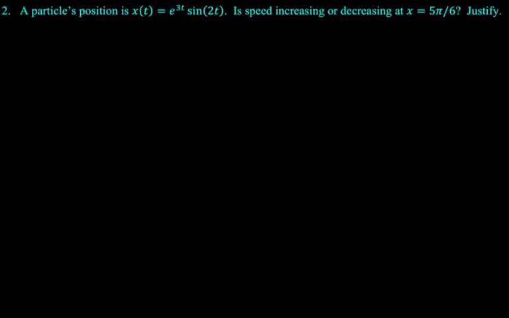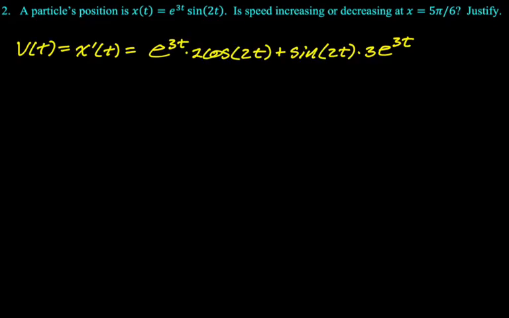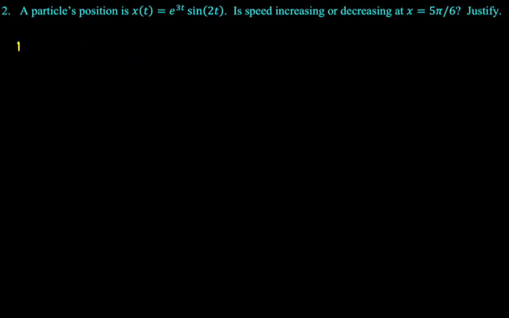Number 2, a particle's position is x of t equals e to the 3t sine of 2t. Is speed increasing or decreasing at t equals 5 pi over 6 and justify? I kind of regret the choice of function that I made here because we're going to need to find the second derivative, but let's find the first derivative before we complain about that. So, well, that's everything. I'll walk you through it.